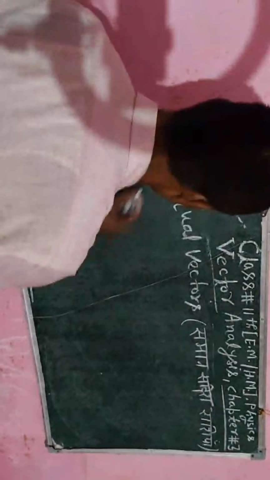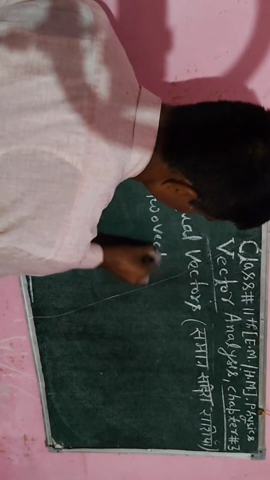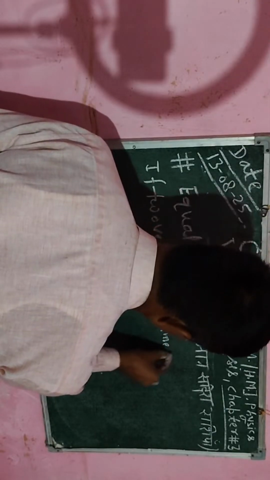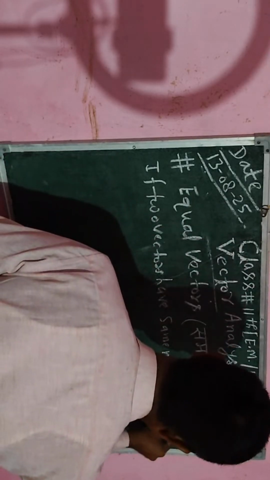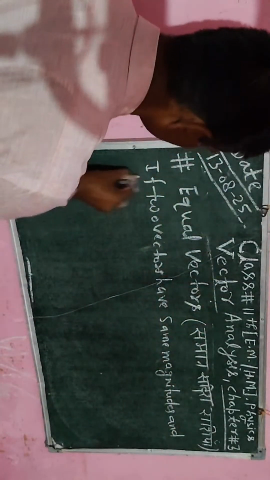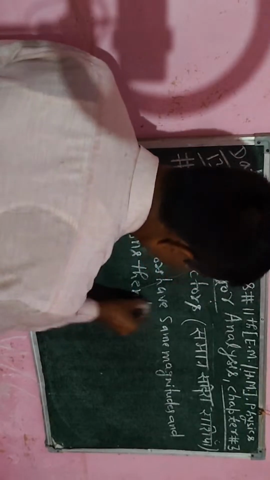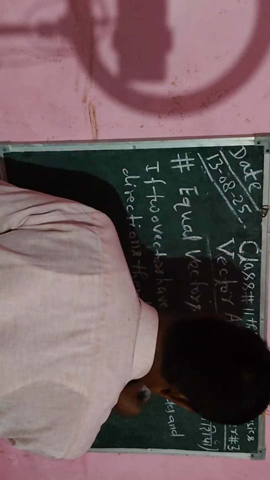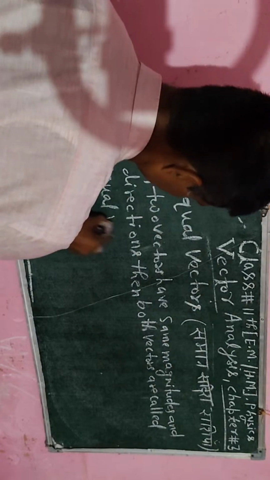So here I am considering two vectors. If two vectors have the same magnitudes and directions, then both vectors are called equal vectors.